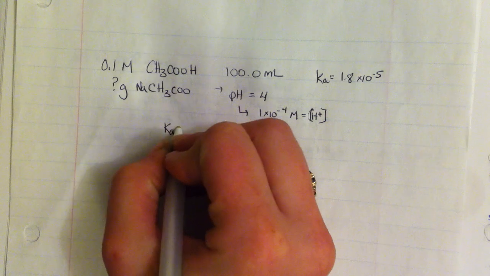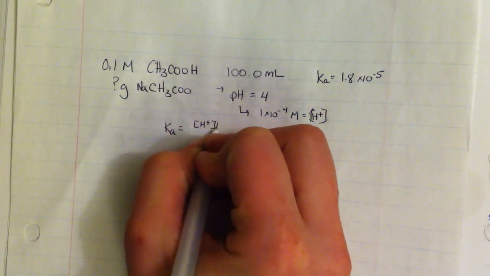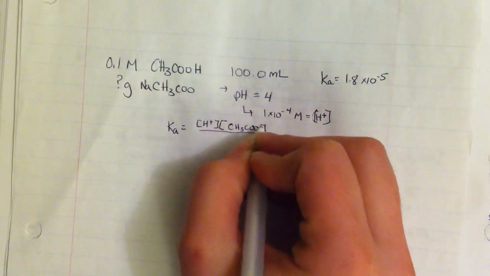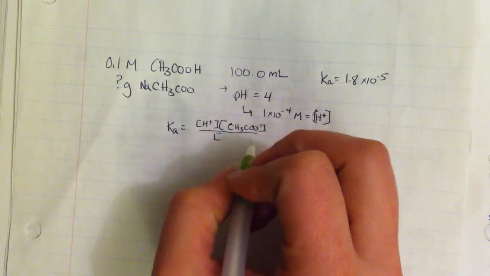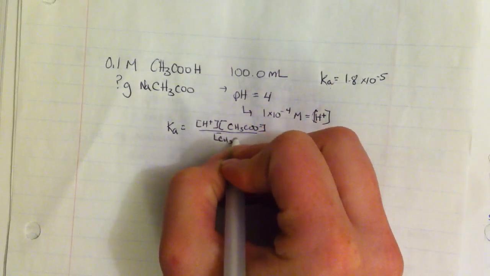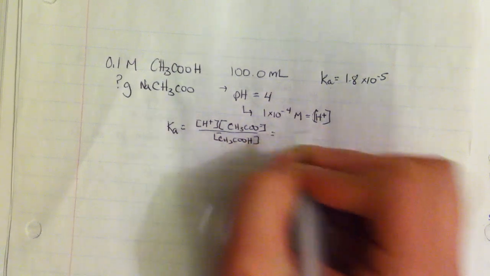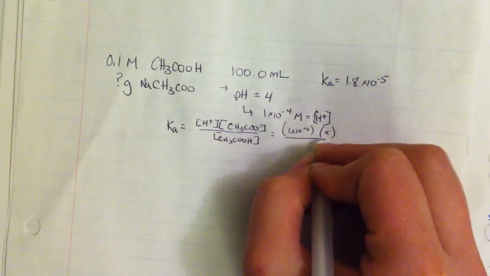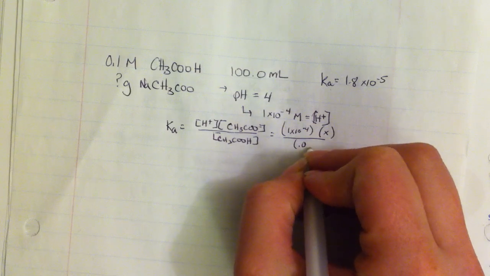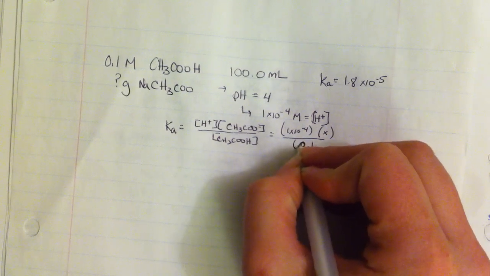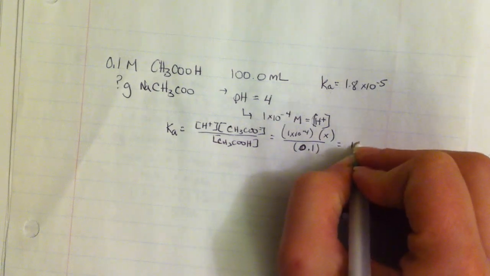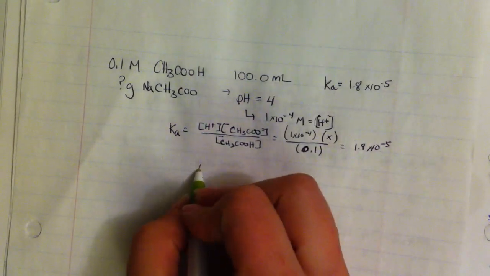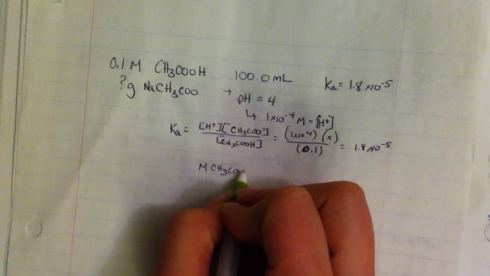So what I'm doing is I'm saying Ka is equal to the H+ times the CH3COO minus and the CH3COOH. So then what I would get here is 1 times 10 to the negative fourth times x over 0.1 molar, and that equals the Ka. And if I do that, that's going to allow me to solve for the molarity of the CH3COO minus.